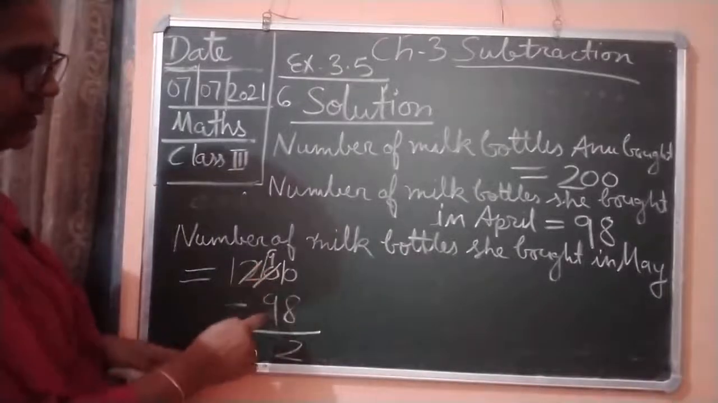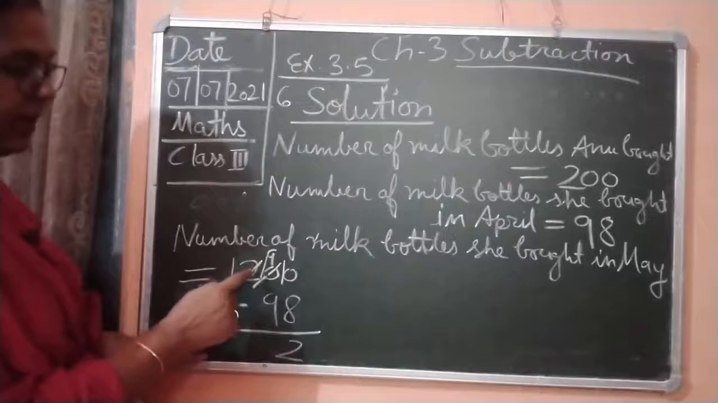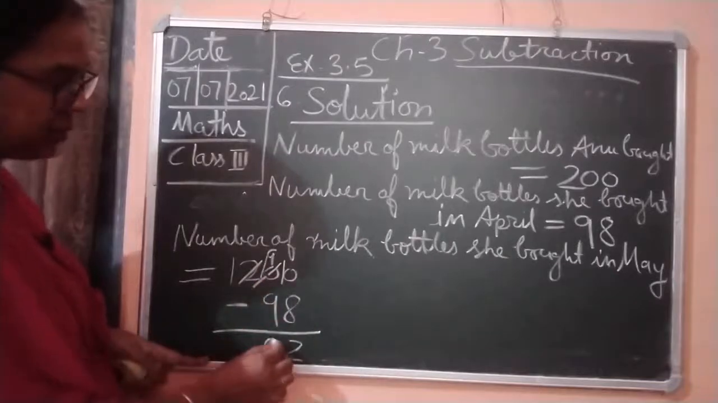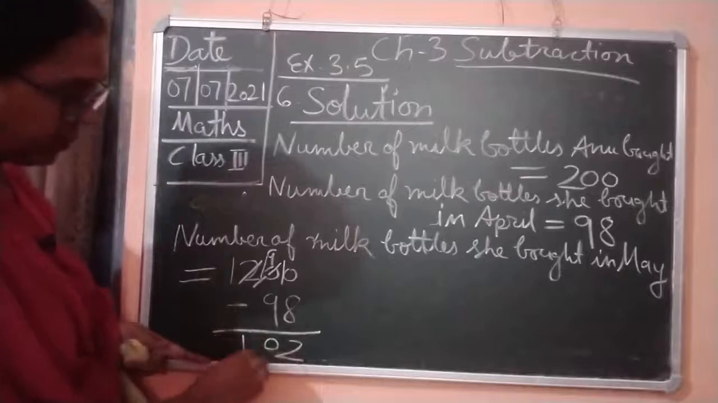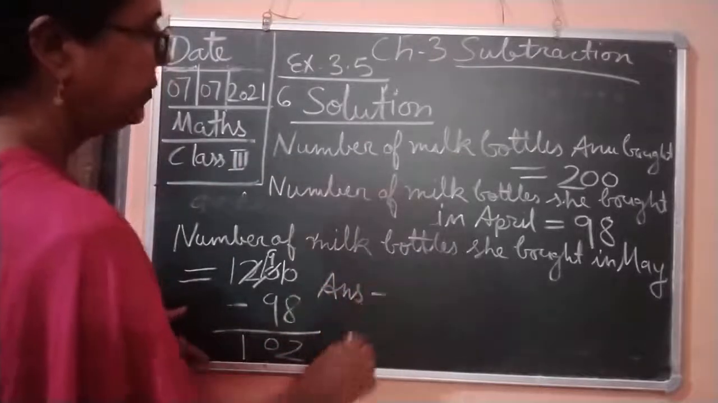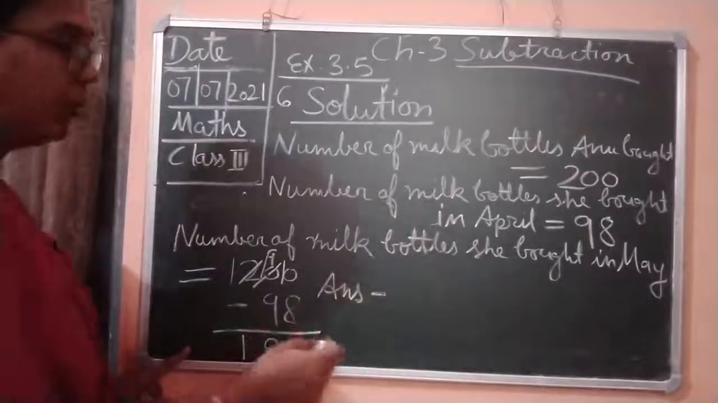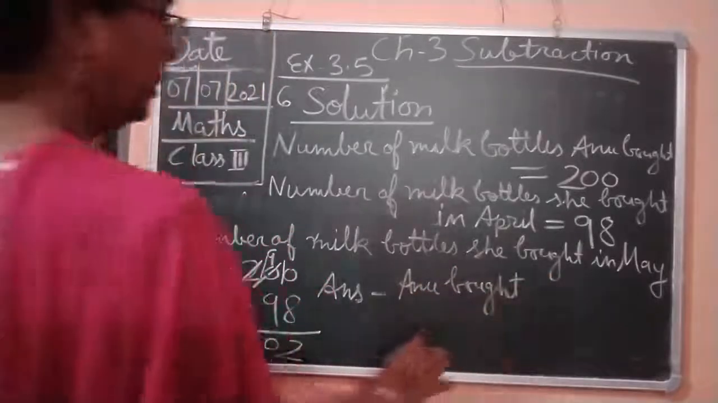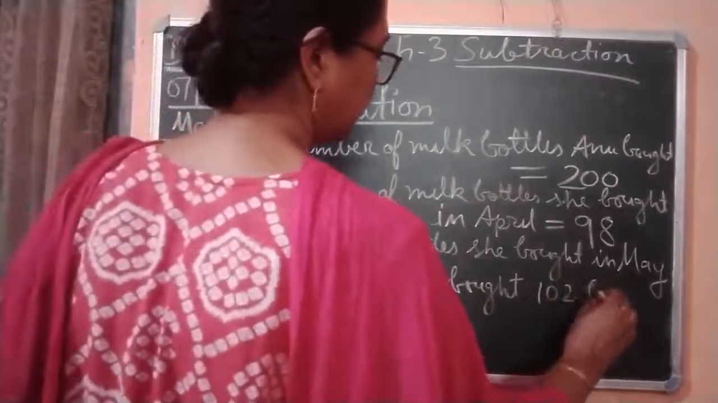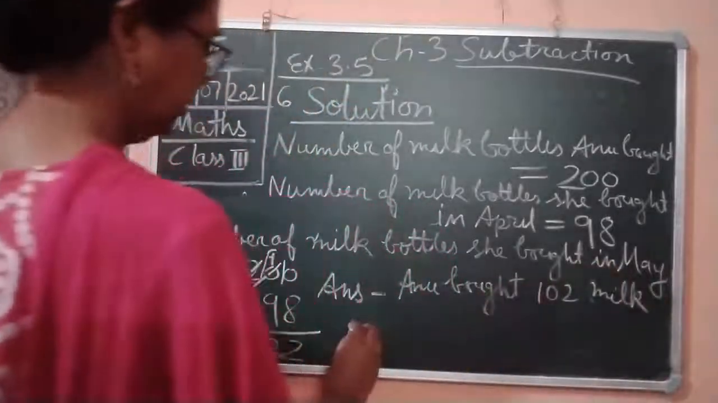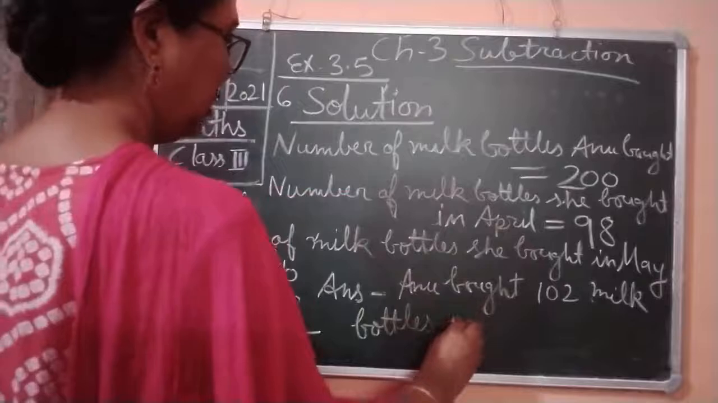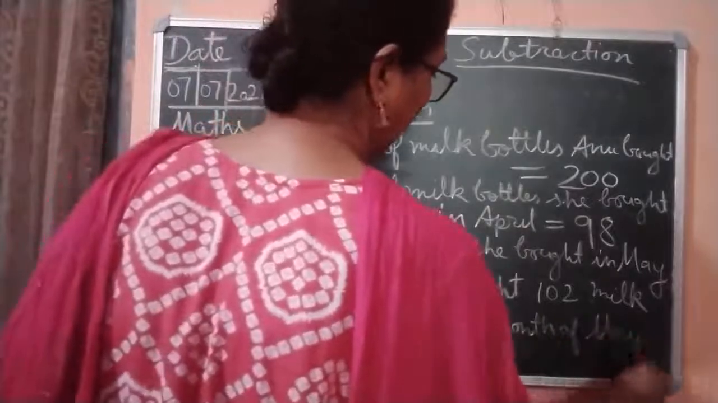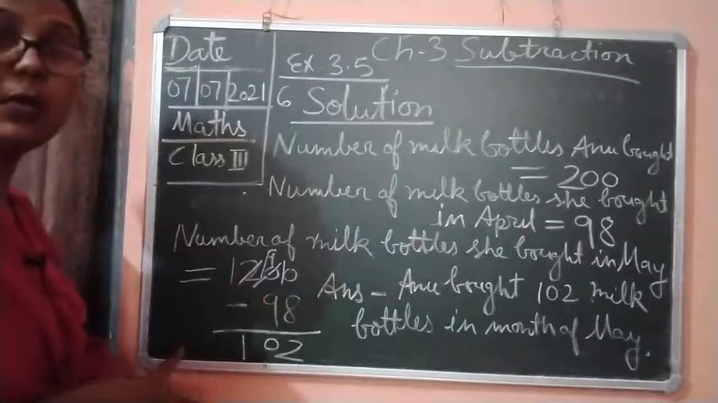Now here you can see 9 and 9. 9 is left over here because this has given 1 ten to this 0 ones. So 9 minus 9 equal to 0, and here 1 is left. So we will write 1. So the answer is, we will write, Anu bought 102 milk bottles in the month of May. It means she bought 102 bottles in the month of May.